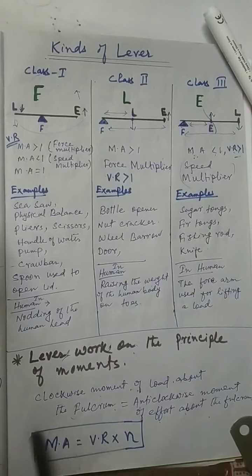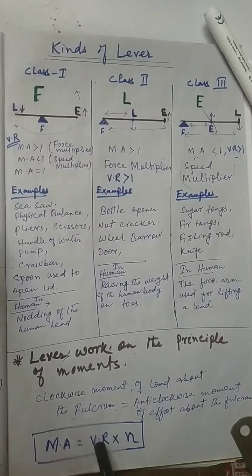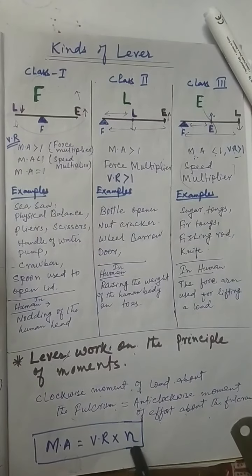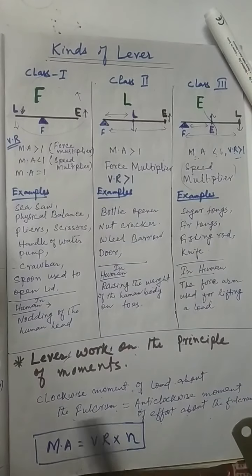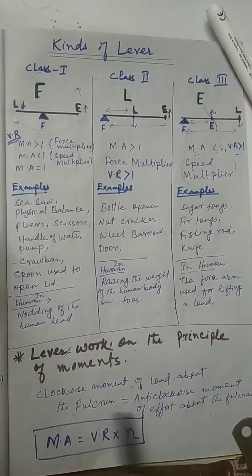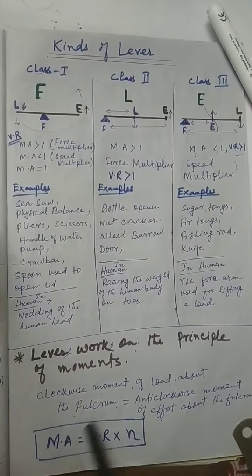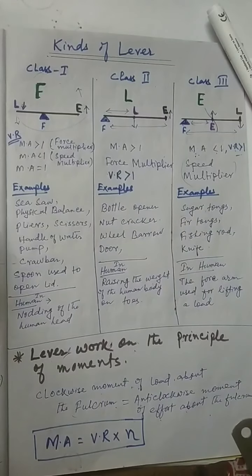Now remember these things also: the relation between mechanical advantage, velocity ratio, and efficiency. MA equals VR times eta. Okay, MA equals VR times eta. These things we will discuss in detail in the next video. Okay, hope you understand.